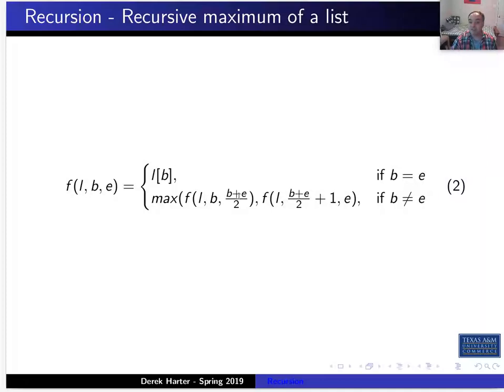The midpoint would be 0 plus 2 divided by 2, so it would be at 1. So then it would split it up into two searches for the largest, from 0 to 1, and then from 2 to 2. And that's fine. That's where we reach the first base case.